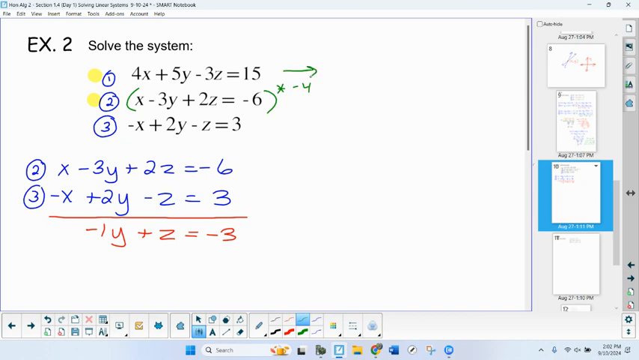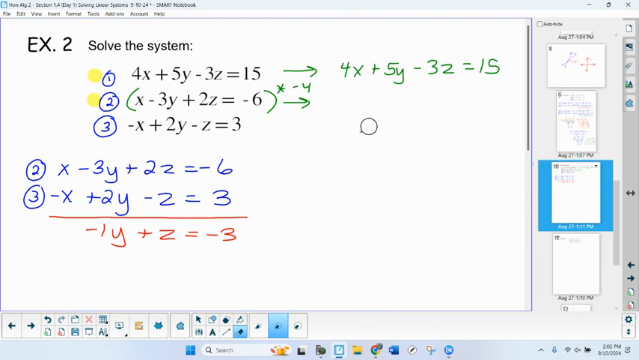So I'm going to bring this one over. 4x plus 5y minus 3z equals 15. What do you get when you multiply this one by 4? -4x. Hang on, I drug my hand all over that. Okay. -4x plus 12y minus 8z equals 24.